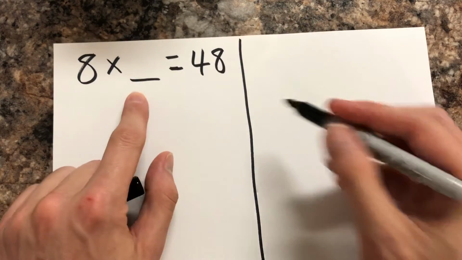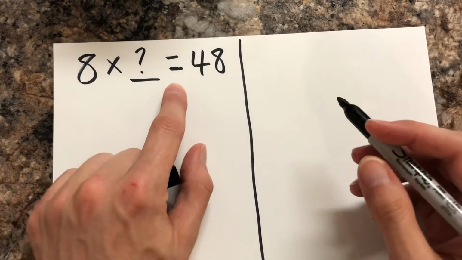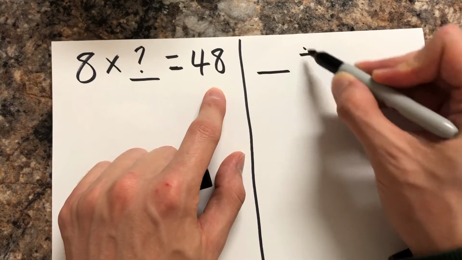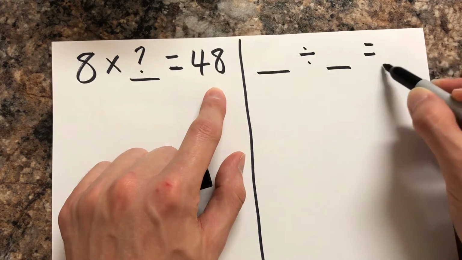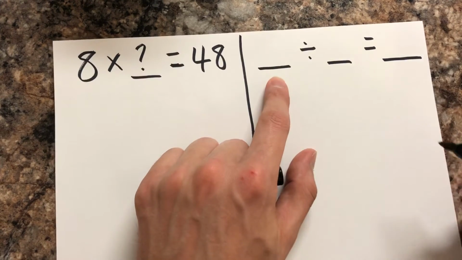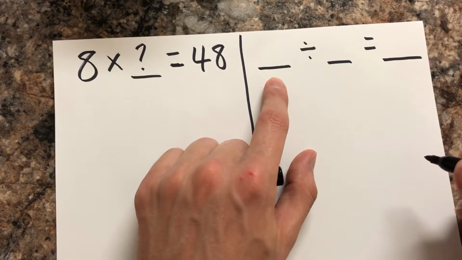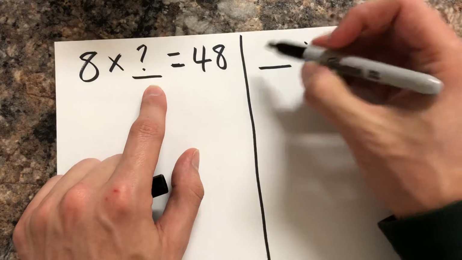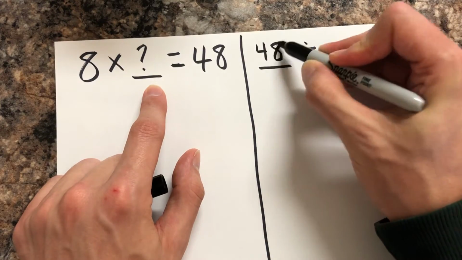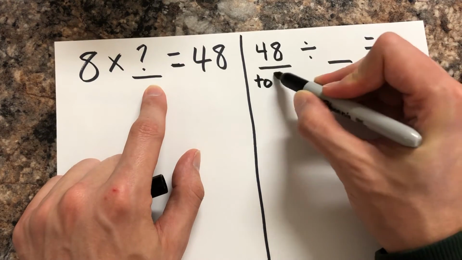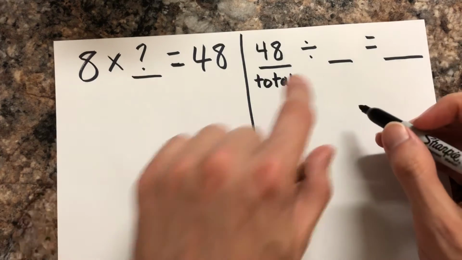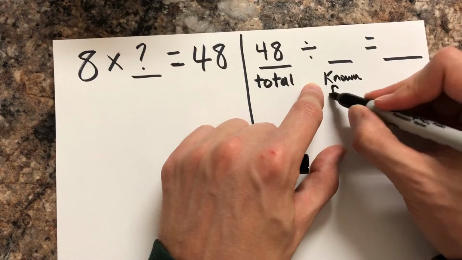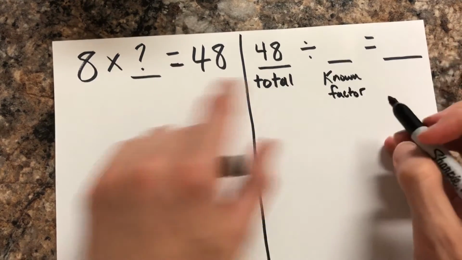Eight times question mark equals 48. So how am I going to start my division sentence? What number is going to be here? That's right, the total. And the total in my multiplication sentence is 48. So the total, and then it's going to be my known factor. Which one's my known one?